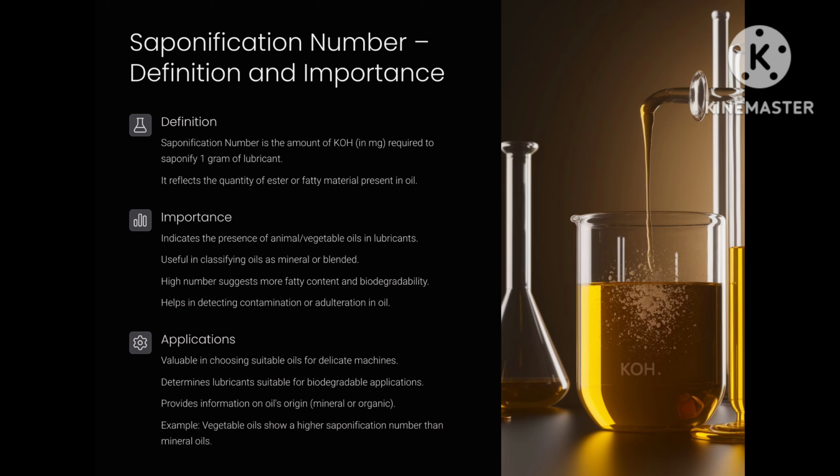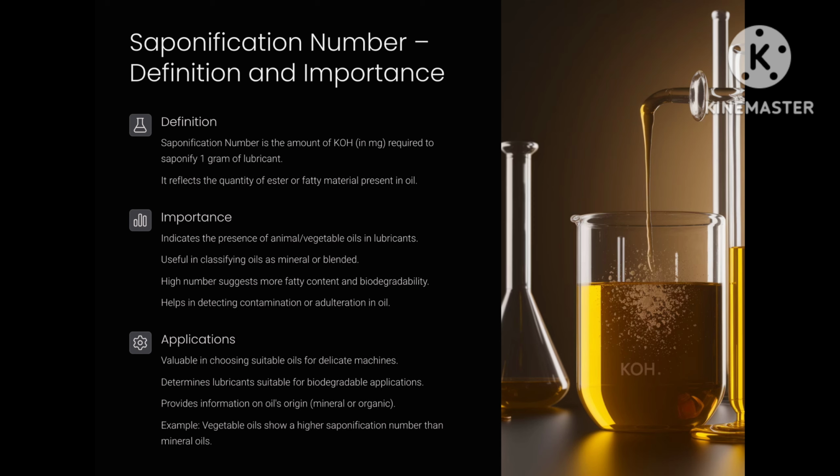Slide 2. Saponification number, definition and importance. Next is the saponification number. It refers to the amount of KOH, in mg, needed to saponify the fatty components in 1 gram of lubricant. Saponification simply means the breakdown of fats, oils into soap using an alkali like KOH.